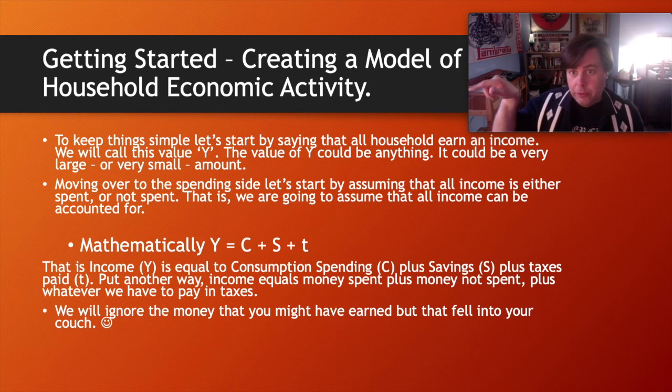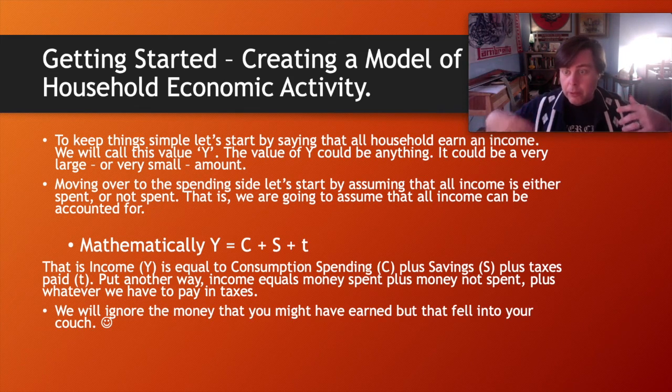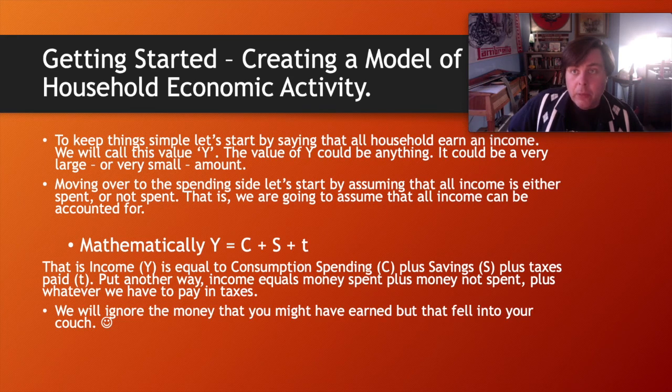So we see some of that over here, right? Let's say that we assume that households earn some kind of income. So we hypothesize that households earn some kind of income. That income comes into my household, and let's call that amount a letter Y. And then what I can do with that income is spend it, not spend it, and pay my taxes.